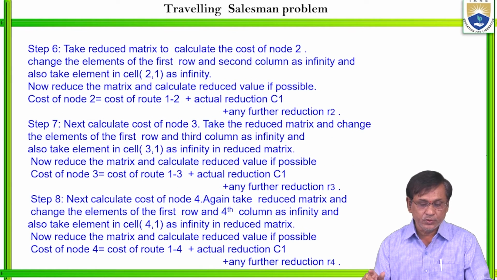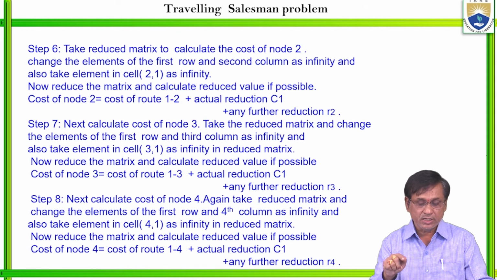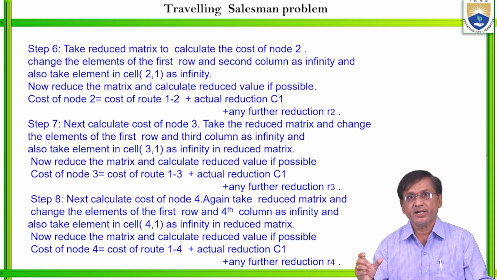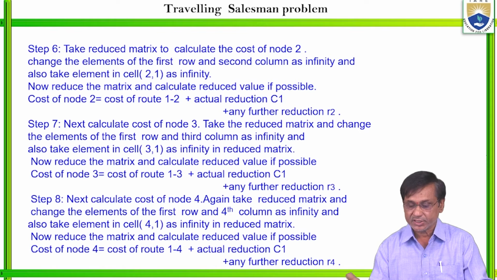So the cost of node 2 is equal to the cost of the route from 1 to 2, plus the actual reduction, that is C1, the total reduction in the first matrix. And then if any further reduction is there, that should be added. So the cost of node 2 is the cost corresponding to route 1 to 2 plus the actual reduction plus any further reduction R2. Then coming to the next step, we have to calculate the cost of node 3.